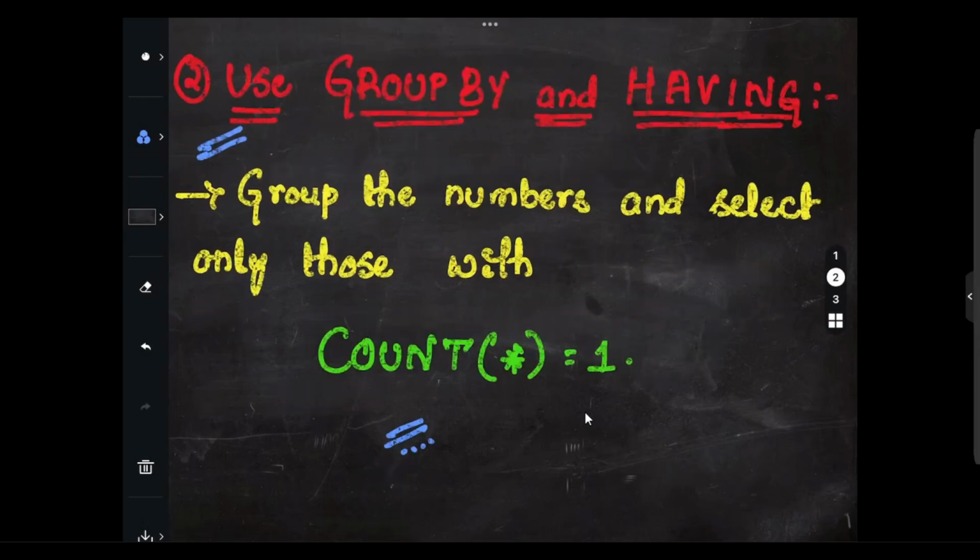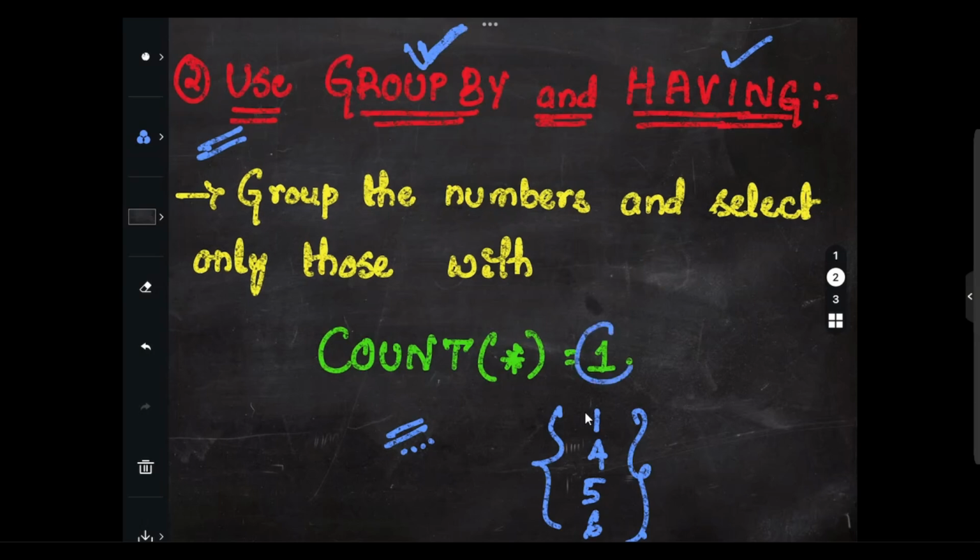Here we will be making use of the GROUP BY clause and the HAVING keyword. Why? Because we have to group the numbers. In this case, the single numbers present in the table were 1, 4, 5 and 6, right? We have to group these first, so that is the reason we'll be making use of the GROUP BY clause. We have to group the numbers and select those only with count of star equals 1.